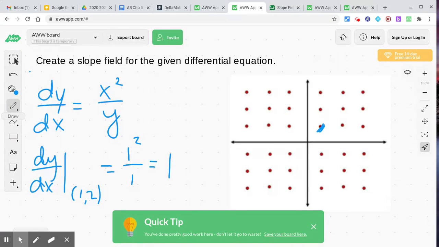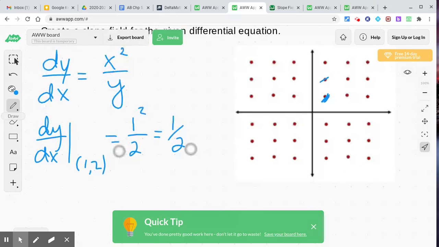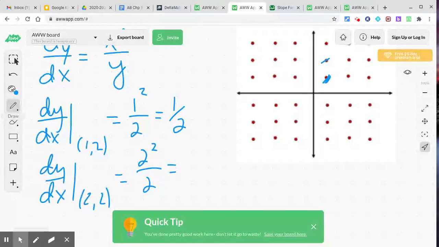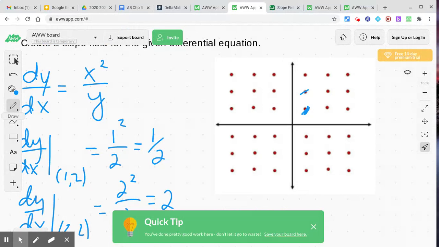I could say, what happens at the point 1, 2? Well, I put 1 in for x, I put 2 in for y, and I get a value of 1/2. So I should now have a slope that's slightly less steep, 1/2, at the point 1, 2. At the point 2, 2, I can slide down here and say, okay, dy/dx evaluated at the point 2, 2. I end up with 2 squared over 2, which is the same thing as 4 over 2, aka 2. So at the point 2, 2, I have a little steeper slope with a slope of 2.